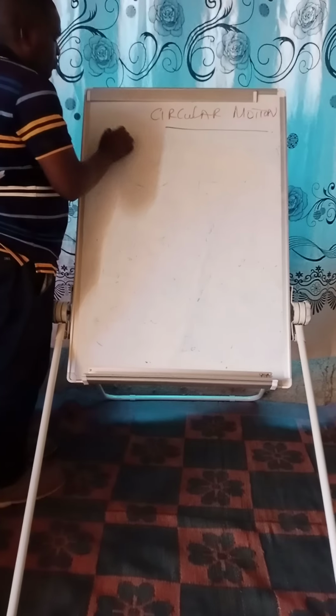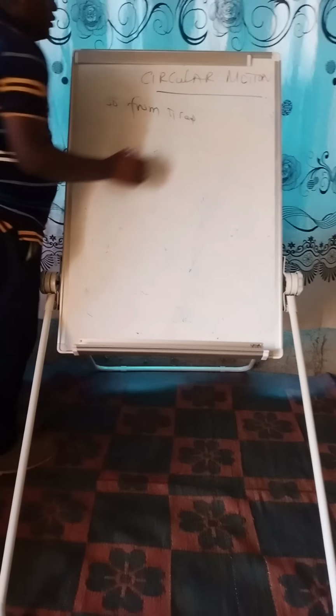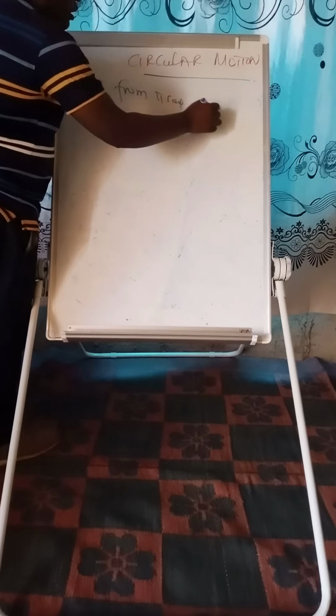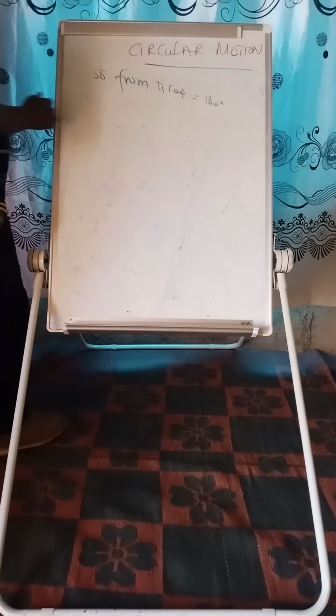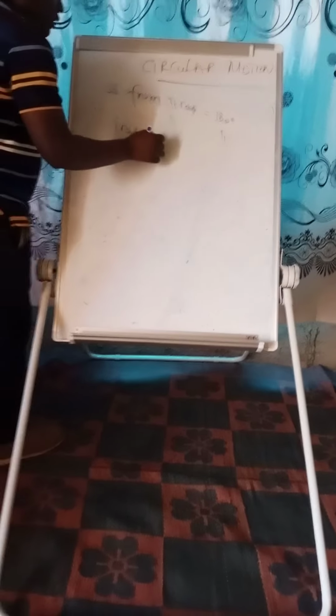So from pi rad is equal to 180 degrees. If we divide by pi both sides, we have that 1 rad is equal to 180 degrees over pi.